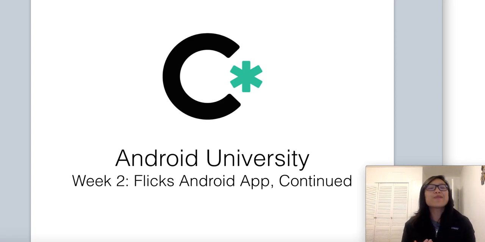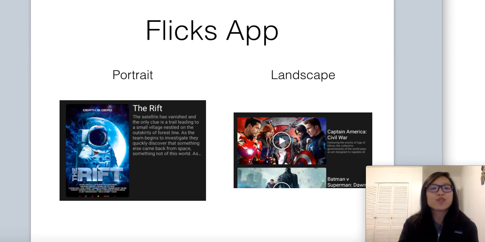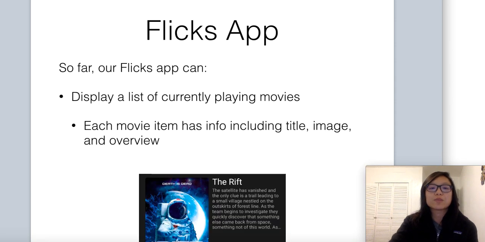So in this second week, we're going to continue building out the app that we worked on last week, which was the Flix app. Just as a review and a quick reminder, last week if you finished all your required features, your app will look something like this, where we have a list of movies and each movie has information about the poster, the movie's title, and the movie's description. We're also able to support two different modes, portrait mode and landscape mode, with a slightly different layout for each one.